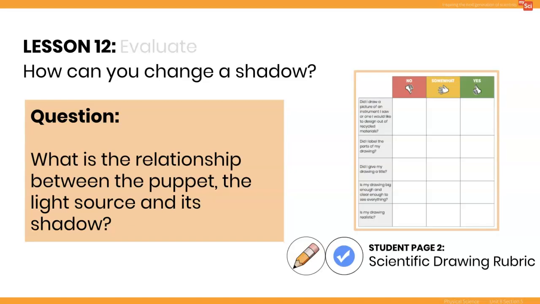In the Evaluate portion of this lesson, you'll start off by asking the class, what is the relationship between the puppet, the light source, and its shadow? Have students describe what happened when they were using their puppets with the flashlights. They should then draw the layout of their puppet, light source, and surface, and how they made it bigger or smaller in their student journals.